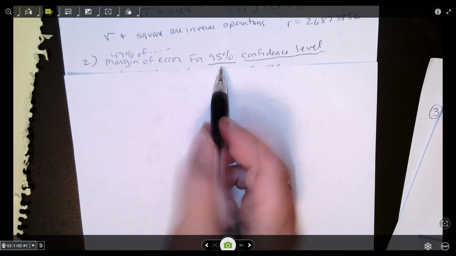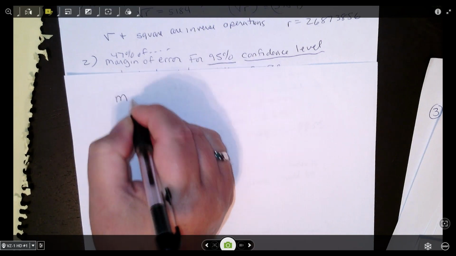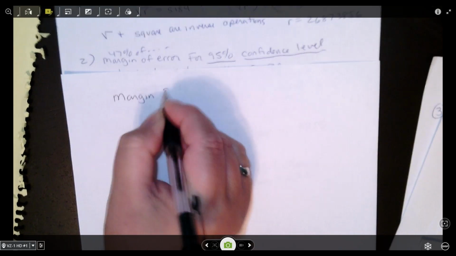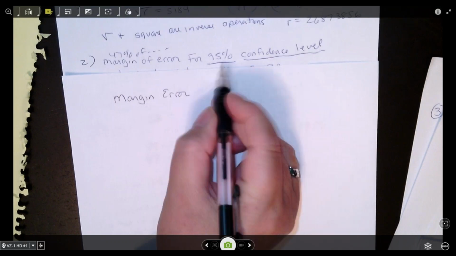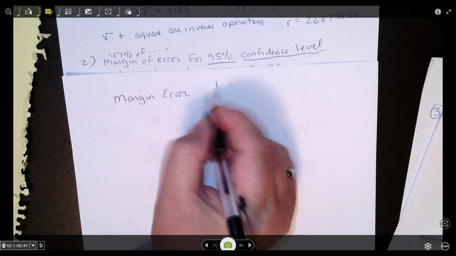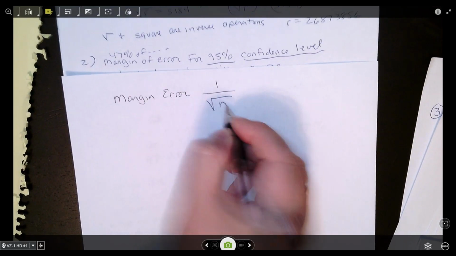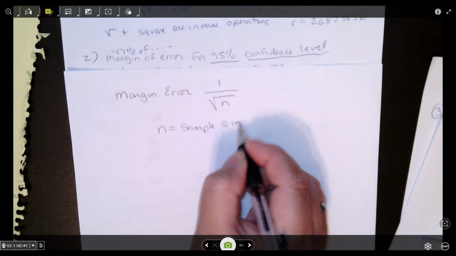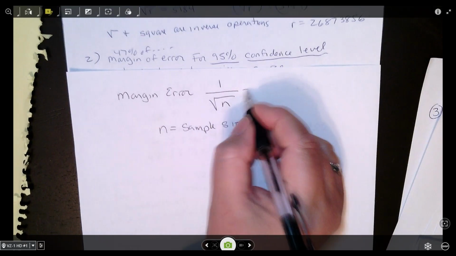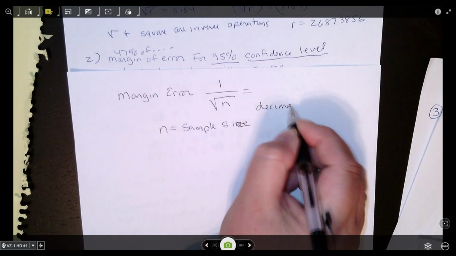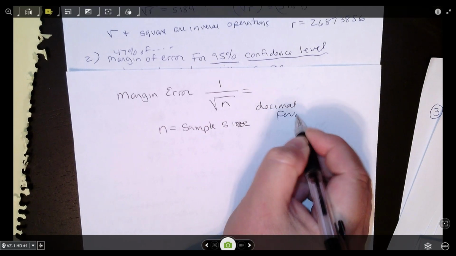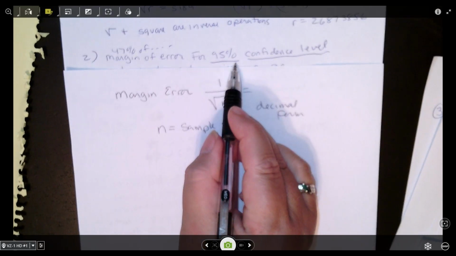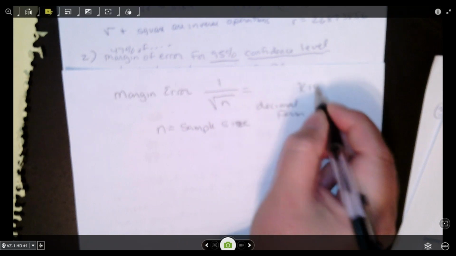That's it. So the margin of error formula you will use, which is only for the 95% confidence level, is 1 over the square root of n, where n equals the sample size. That gives you the decimal form. To write it in percent form, you're going to have to multiply by 100 or move the decimal 2 places. Okay.